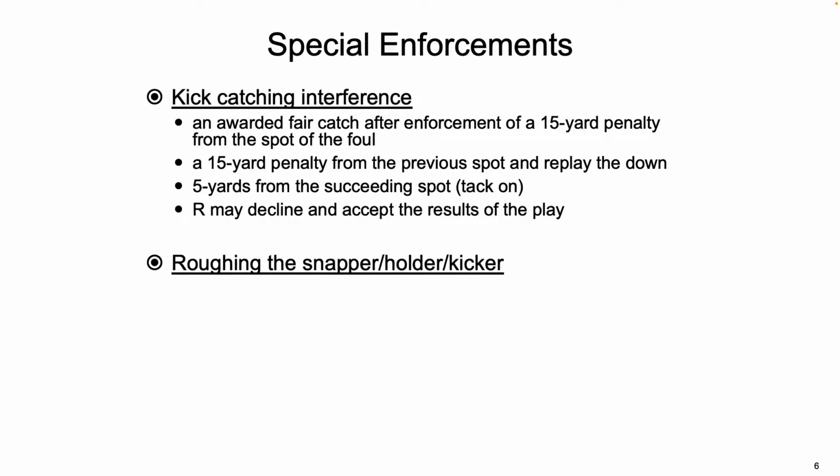And then our other special enforcement is roughing the snapper, holder, or kicker. This goes along with roughing the passer, which are our only fouls that also have an automatic first down to go with it. So it's a 15-yard penalty and an automatic first down. So if we remember our automatic first downs, they're easy. They're all the roughing fouls. Roughing the snapper, holder, kicker, and passer are all automatic first down fouls, and the only automatic first down fouls.